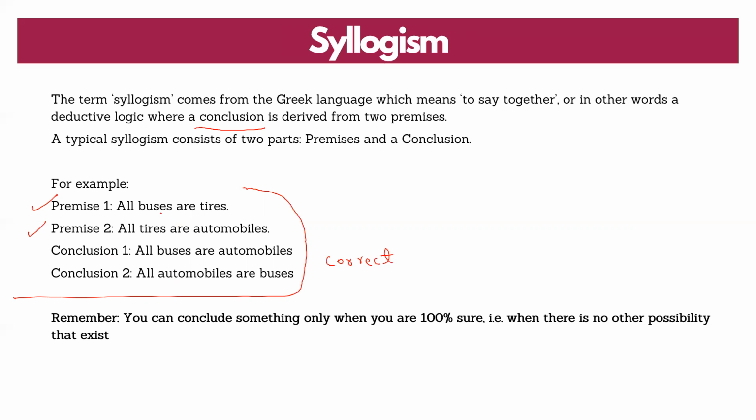Just for example, premise number 1 says all buses are tires. Premise number 2 says all tires are automobiles. What conclusion can we derive from that? All buses are automobiles. Yes, this is a valid conclusion that you can derive by reading the two statements. Conclusion number 2, all automobiles are buses. That I cannot derive, and how I can say this, you will learn very shortly through the Venn diagram approach. So remember, you can conclude something only when you're 100% sure, when there is no other possibility that exists. Conclusion means 100% surety.